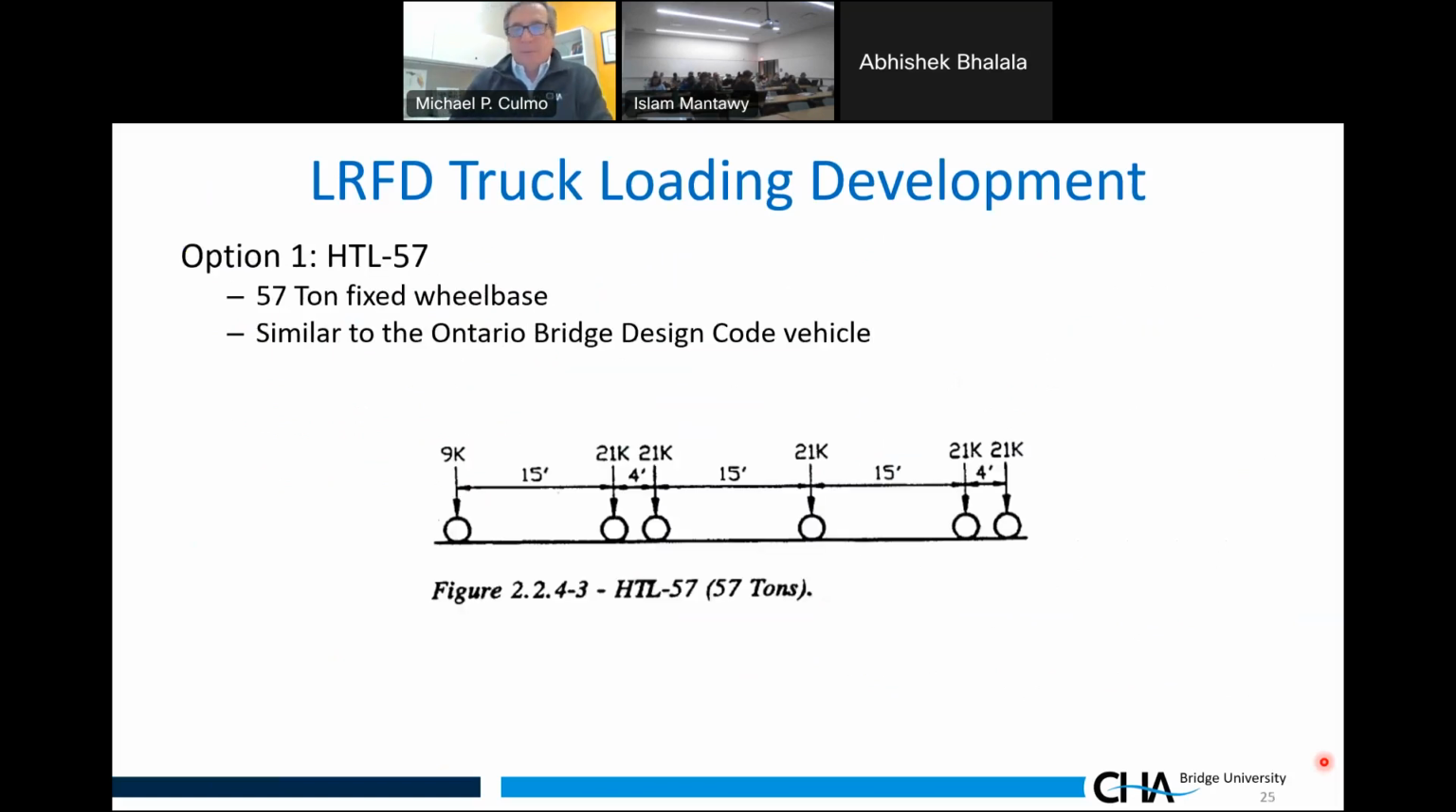So if you look at their report, they came up with the options for the committee. The first option was an HTL 57, which is essentially a mimic of what's in the Ontario Bridge Design Code, which is a 1, 2, 3, 4, 5, 6-axle notional truck. Again, it's not a real truck. It's a truck that gives moments and shears that are consistent with trucks driving down the road. So this is the first option they presented to the committee.